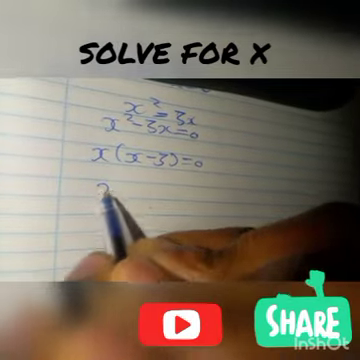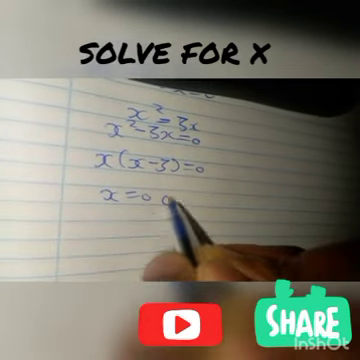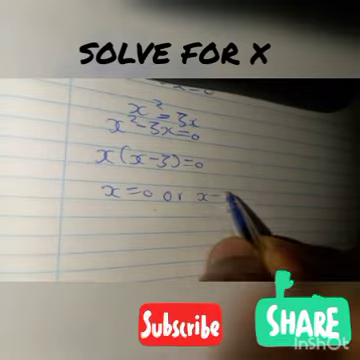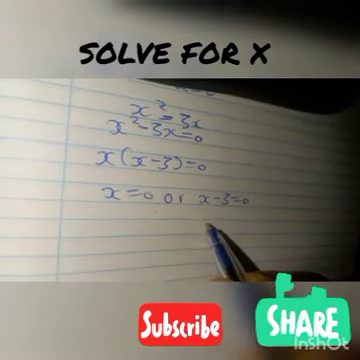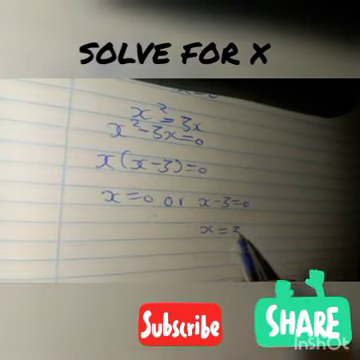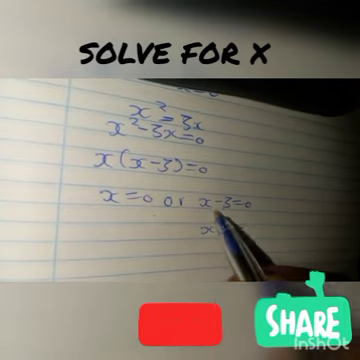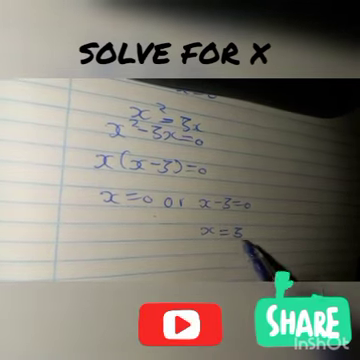Then we say x is equal to 0, or x minus 3 is equal to 0, x is equal to 3. Remember, when you move a number from one side to the other side, it changes the sign.